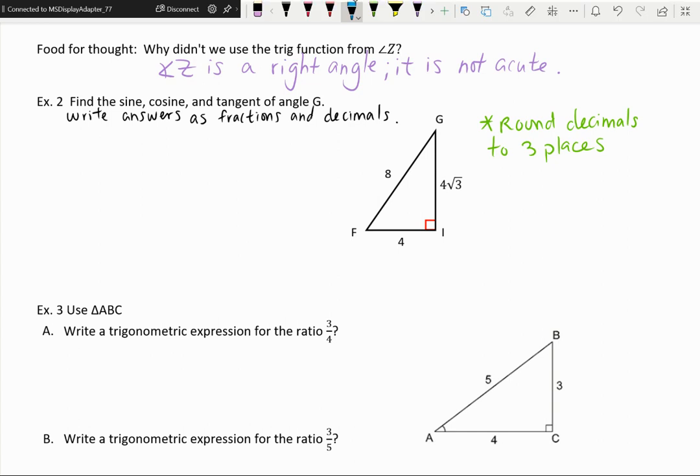So we're going to find the sine of G. We're going to find the cosine of G. And we're going to find the tangent of G. Before we do any of that, would you please go to this triangle and name where is the hypotenuse, where is the opposite leg, and where is the adjacent leg. From angle G, I'm standing at angle G, that's my perspective. The first thing is if we cannot name these sides correctly, the rest of it's not going to work out for us.